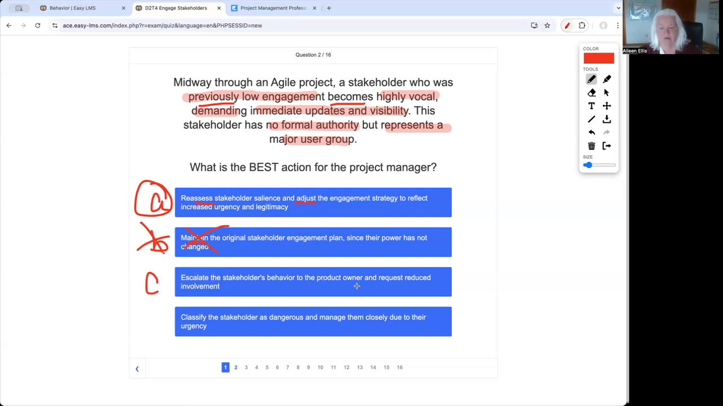to the product owner. No, we're the project manager. Request reduced involvement. No, this stakeholder represents a major user group. We want them involved. D, classify this stakeholder as dangerous. Okay, they're not dangerous. I'll explain that on the next slide. Let's keep going. Let's talk about what that means on the next slide.